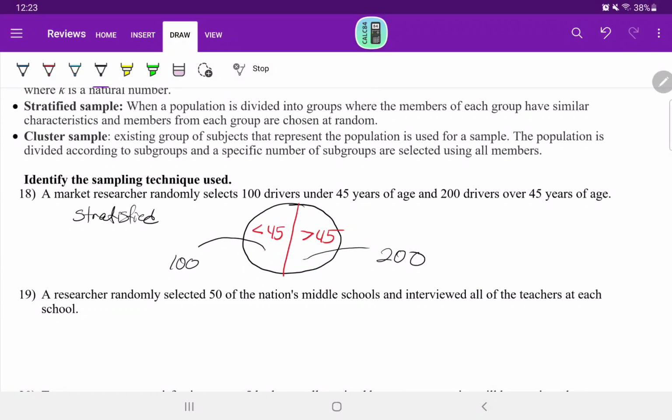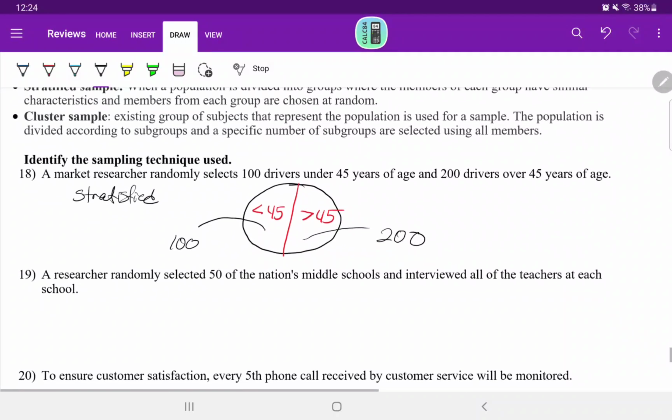A researcher randomly selects 50 of the nation's middle schools and interviews all the teachers in each middle school. This right here is an example of cluster sampling. The reason why it is cluster is because we are picking 50 of the nation's middle schools. Those middle schools are already existing groups. And when you pick those 50 existing groups at random, you are interviewing all the teachers that are a part of those groups.